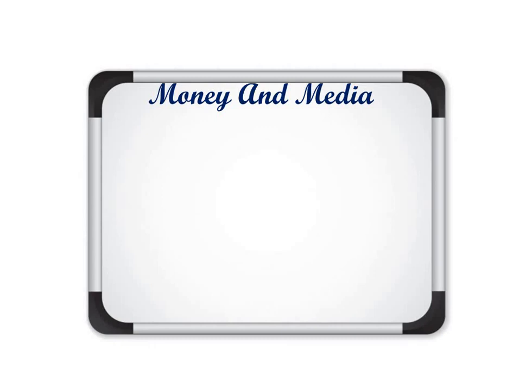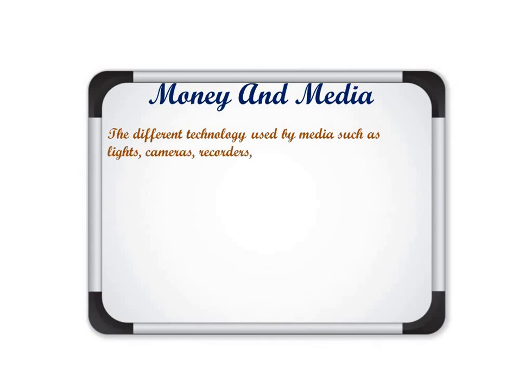Now let's see how. Number 1, the different technology used by media, such as lights, cameras, recorders, satellites, etc., are very expensive. Really, we agree with it. The people in media, whatever cameras they are using, the recording system they are using, the satellites through which they broadcast the different programs, are very expensive. So a lot of money is required there.